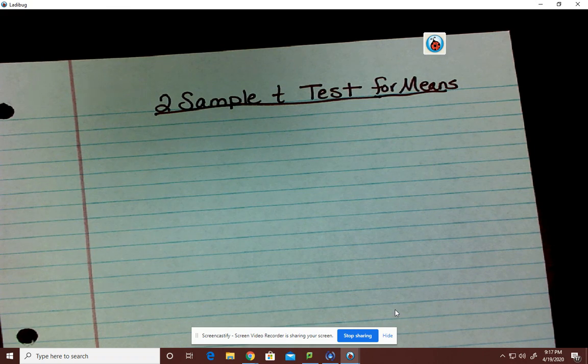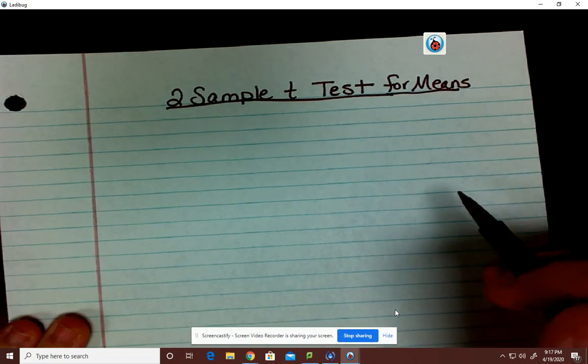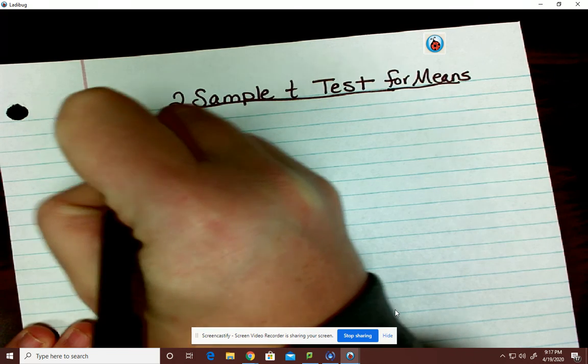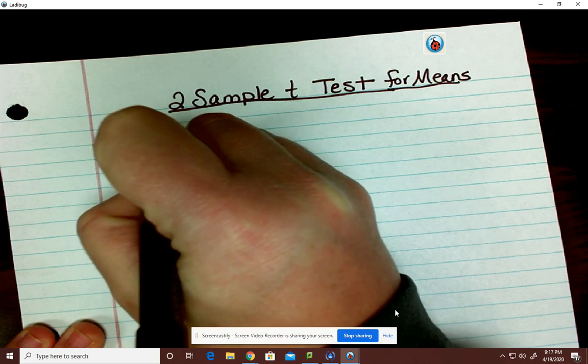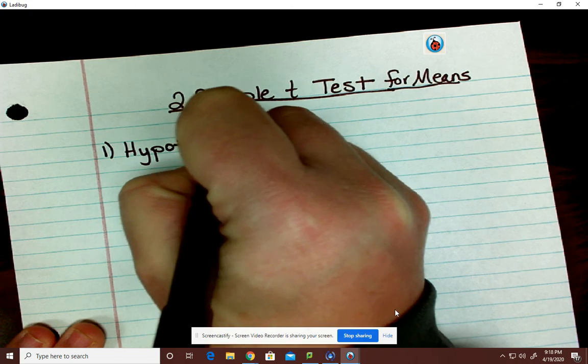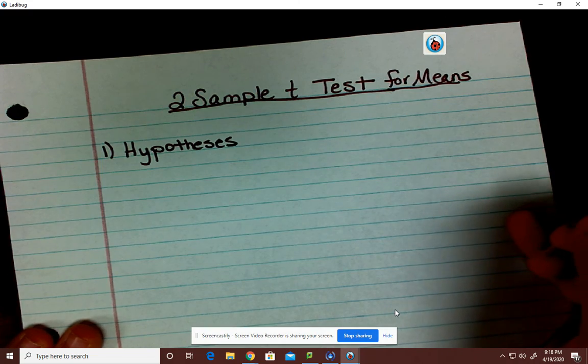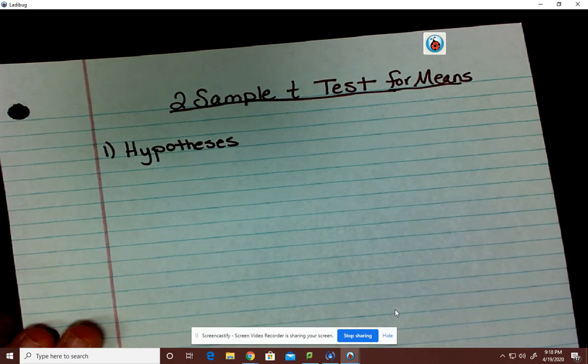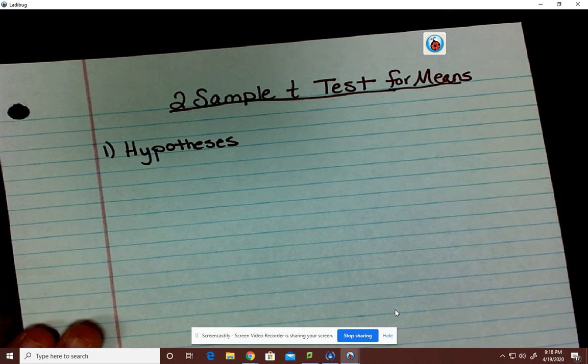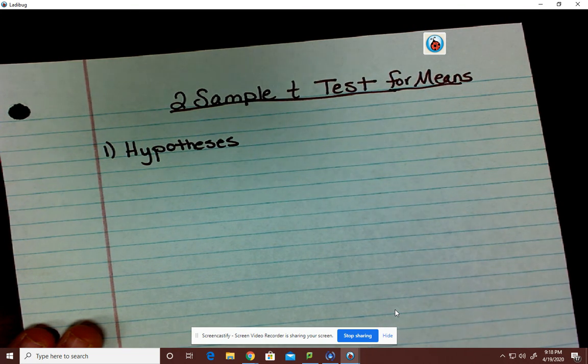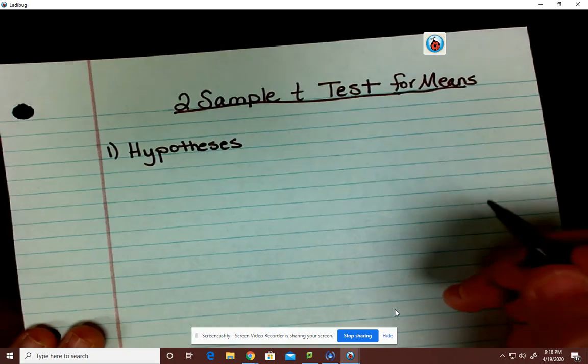All right, so go through our notes here. First thing is your hypotheses, so the same exact order. This is similar to when we did the two proportion z-test when we write our hypotheses. There's two different ways to write it. I'm going to show you how I write it. They use them interchangeably on the AP exam, two different ways to do it.